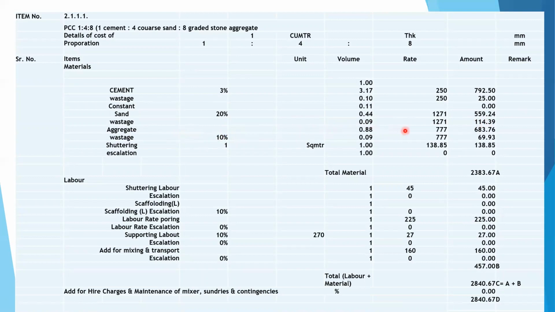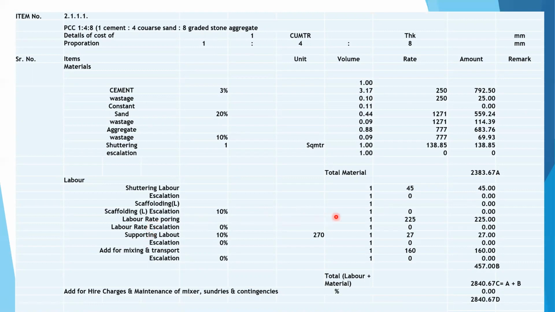Aggregate 0.88 at the rate of 777 will be 683.76. Wastage 10 percentage will be 0.07 at the rate of 777 will be 69.93. Shuttering will be 138.85. So the material cost will be 2383. Labor, shuttering labor 45 rupees per square meter will be 45.